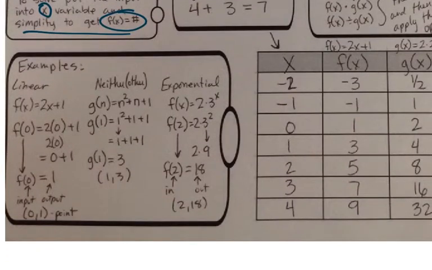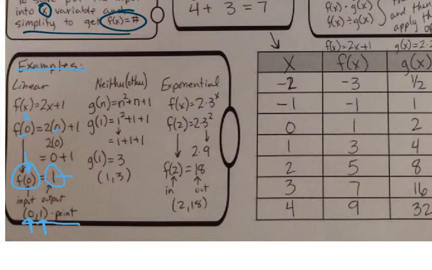So, we've got a linear example. F of x equals 2x plus 1. Let's say my input is 0. So I put 0 in for all the x's. And then I just solve that side. 2 times 0 is 0, plus 1 gives us 1. So f of 0 equals 1. 1 is my output when 0 is my input. It's like a point, with the x value 0, y value 1, because it's the input and the output.